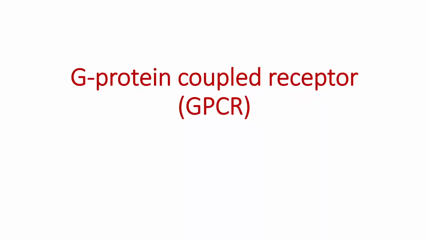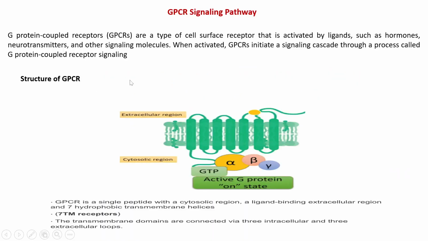Everyone, in this class we will talk about the G protein coupled receptor. This is the GPCR. So what is GPCR? GPCR is a type of cell surface receptor, which is activated by ligands such as hormones, neurotransmitters, and other signaling molecules.